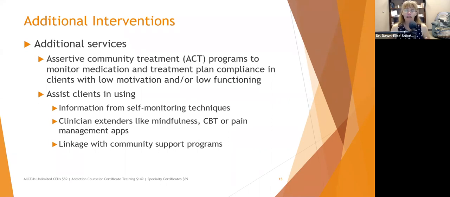One of the things that I use, I have a fitness tracker, and I monitor my sleep and I monitor my heart rate, and I know that when my heart rate goes up more than it should, and it stays elevated, it means that I'm a little bit overtrained, so I need to back off from the gym a little bit. But helping clients identify those things. Using clinician extenders like mindfulness, cognitive behavioral therapy, or pain management applications can also help them monitor what they're doing, and linking them with community support programs.